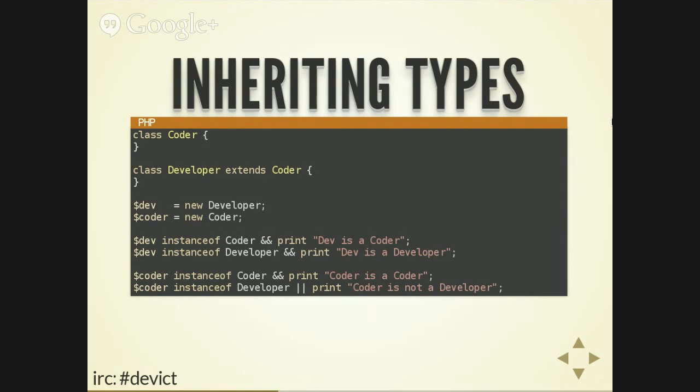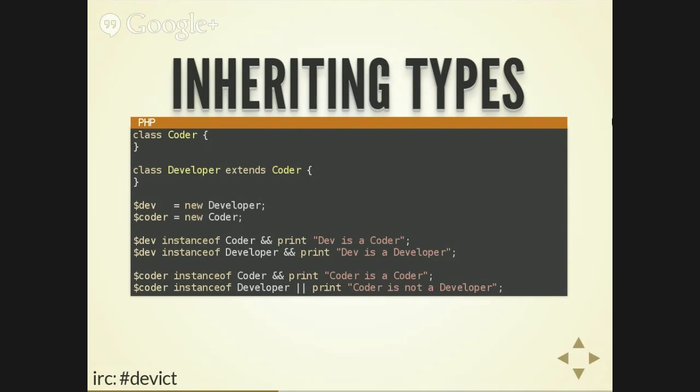Is dev a developer? Well, yeah, that one's pretty obvious. But then here my coder class, coder is an instance of coder? Yeah. Coder is an instance of developer? Well, no, it's not. So what's special to note about this is that this object right here satisfies both of these types.